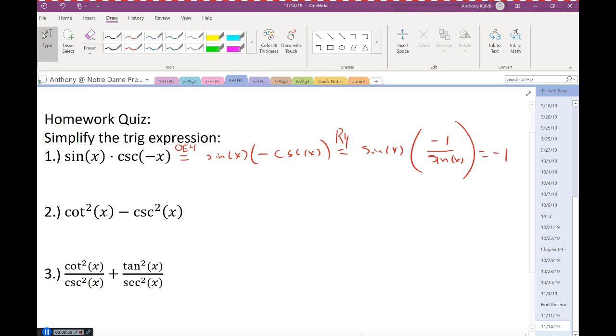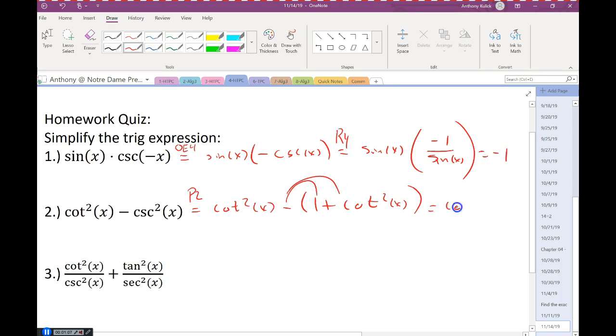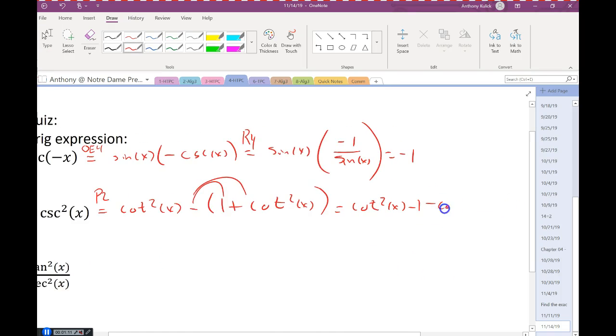The next one, I'm going to start by using P2. To replace cosecant squared with 1 plus cotangent squared, I'll distribute my negative. Those guys cancel, and I'm left with -1.